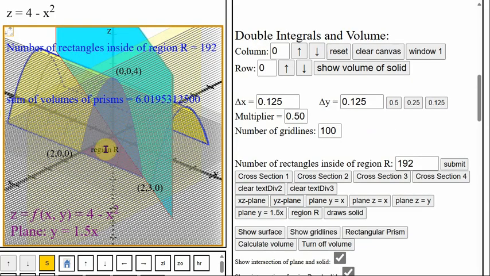And here I'm filling region R right here. I'm dividing it into even smaller rectangles. So in here, inside of region R now, we have about 192 rectangles. And then the sum of the volumes of the prisms is about 6.019. And so as the number of rectangles increases, we're going to get a better and better approximation of the volume of the solid.